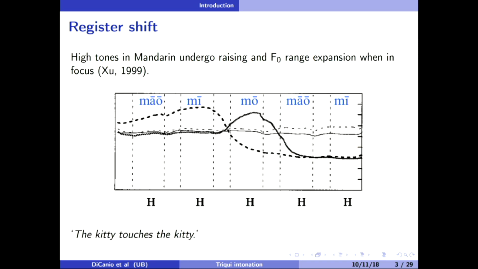So what do I mean by register shift? Actually, this relates back to what Emiliano was mentioning earlier. Here's an example from Mandarin, the sentence "Mao mi mo Mao mi," meaning the kitty touches the kitty. I'm not a Mandarin speaker, but if you are a Mandarin speaker and you utter the first kitty with narrow focus, it's higher than the rest of the sentence. So you can have a shift in the overall F0 register as a function of focus.